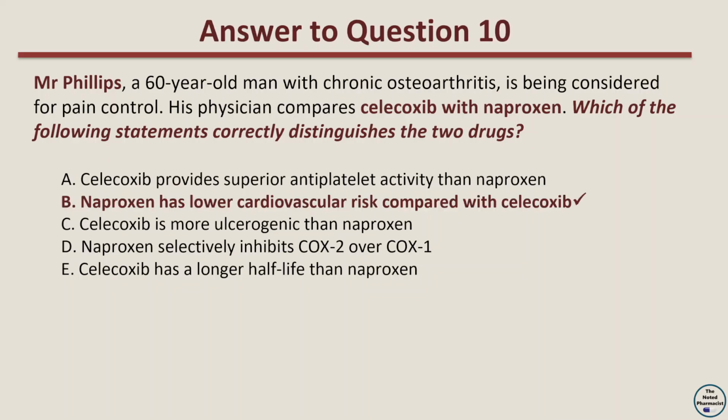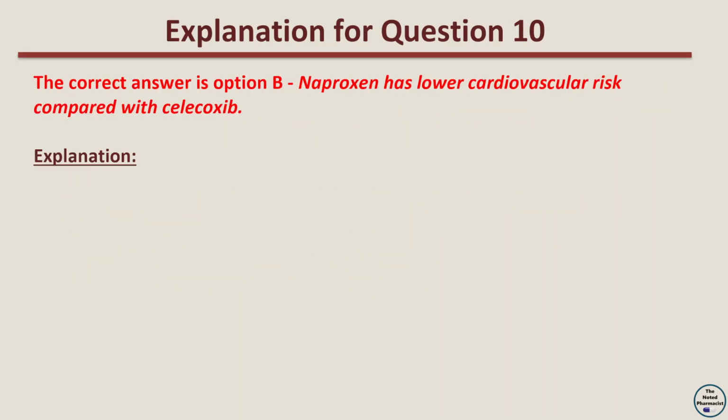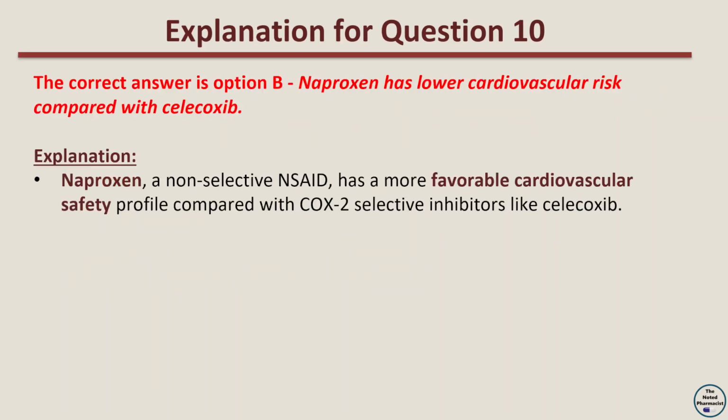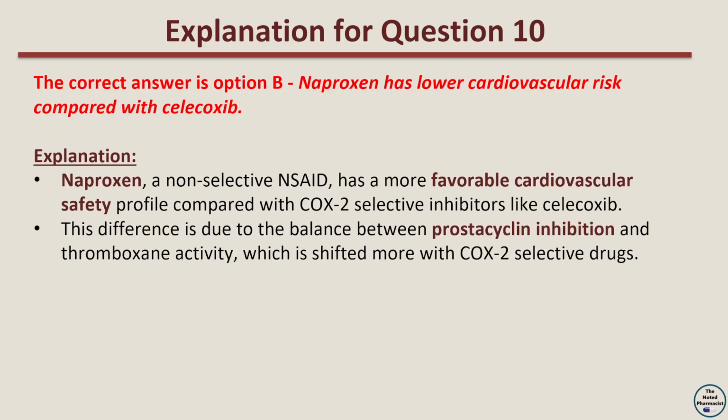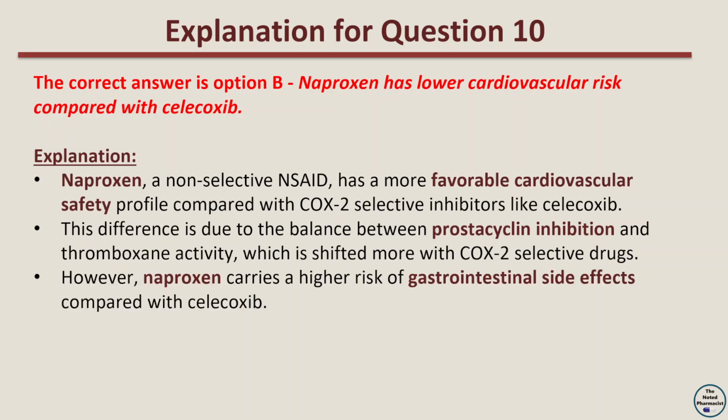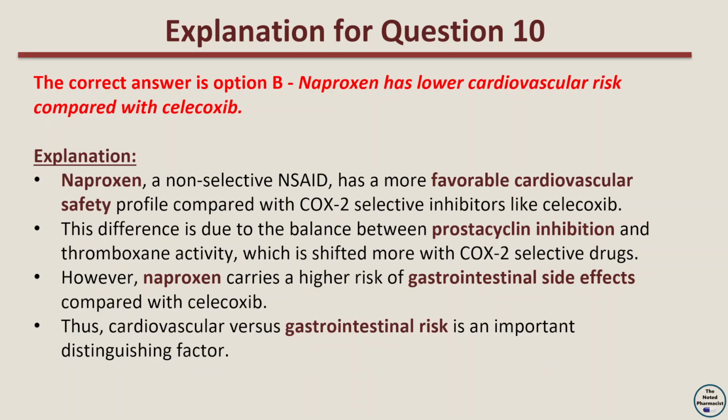The correct answer is option B, naproxen has lower cardiovascular risk compared with celecoxib. The explanation is that naproxen, a non-selective NSAID, has a more favorable cardiovascular safety profile compared with COX-2 selective inhibitors like celecoxib. This difference is due to the balance between prostacyclin inhibition and thromboxane activity, which is shifted more with COX-2 selective drugs. However, naproxen carries a higher risk of gastrointestinal side effects compared with celecoxib. Thus, cardiovascular versus gastrointestinal risk is an important distinguishing factor.